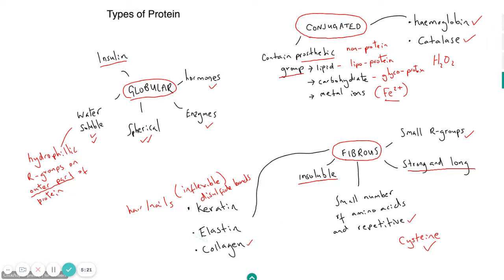Elastin, another fibrous protein, is what lines the blood vessels. And collagen is your connective tissue. So examples are tendon, cartilage, bone. Well, we'll go over tendon, cartilage. So that's it.